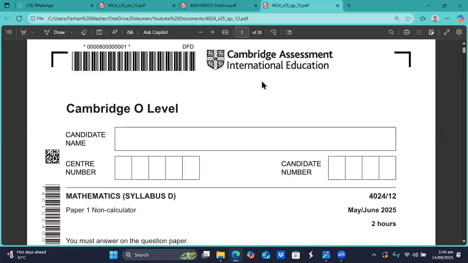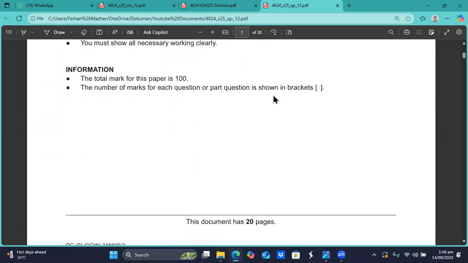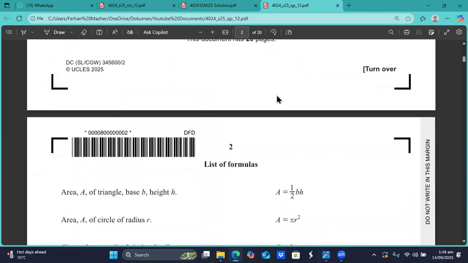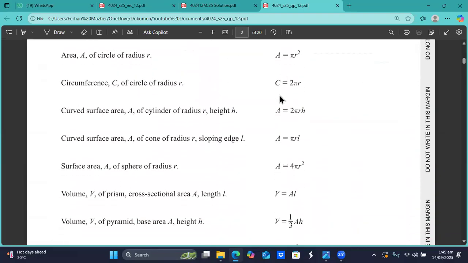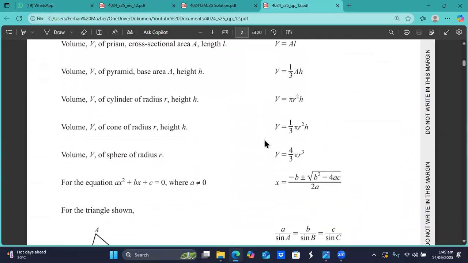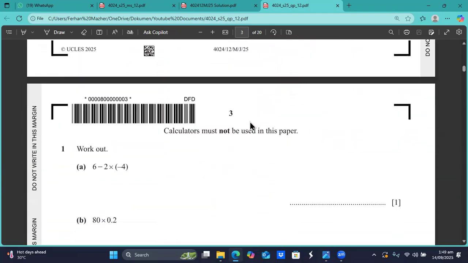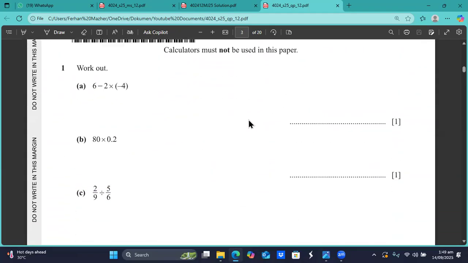The time allowed for this paper is 2 hours, and the paper is showing up on your screen. So let's start. A calculator is not allowed in this paper. A formula list also accompanies this paper. You can see. Okay. So question number 1 is showing up on your screen.